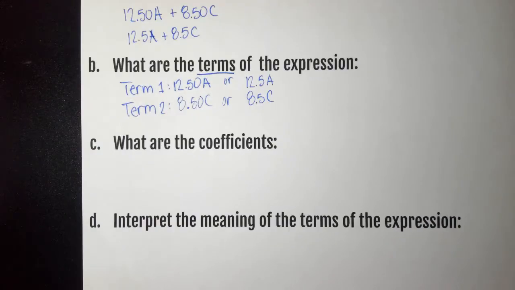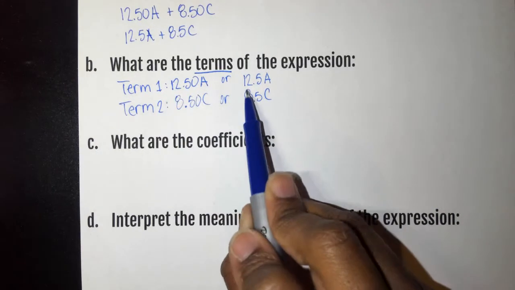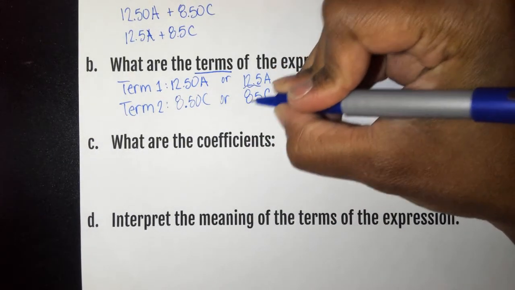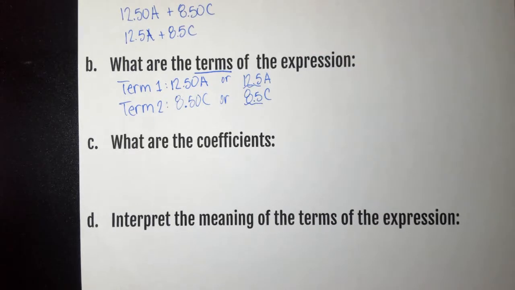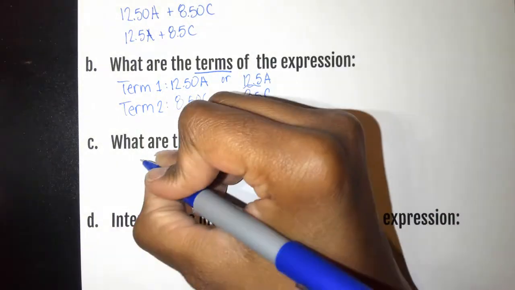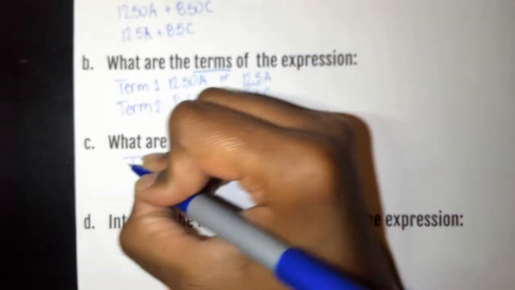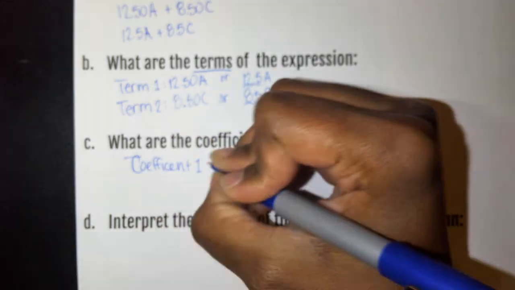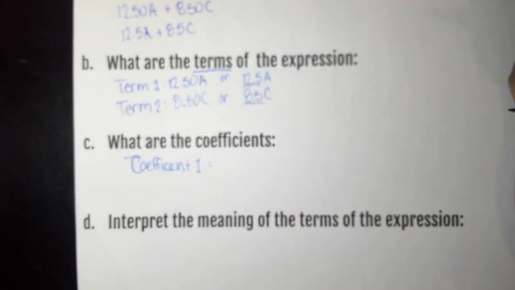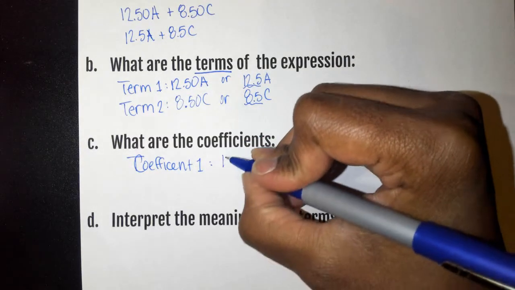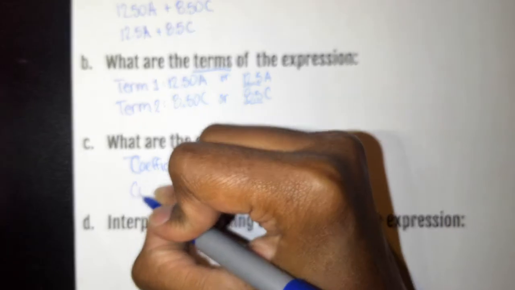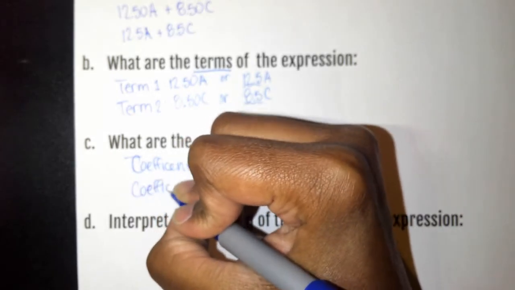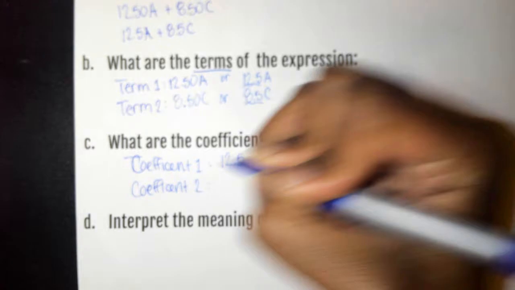Alright, how about the coefficient? Coefficients are the number that is being multiplied by the variable. I have two numbers being multiplied by the variable. In this case, 12.5. I'm going to say my first coefficient is 12.5. My second coefficient is 8.5.